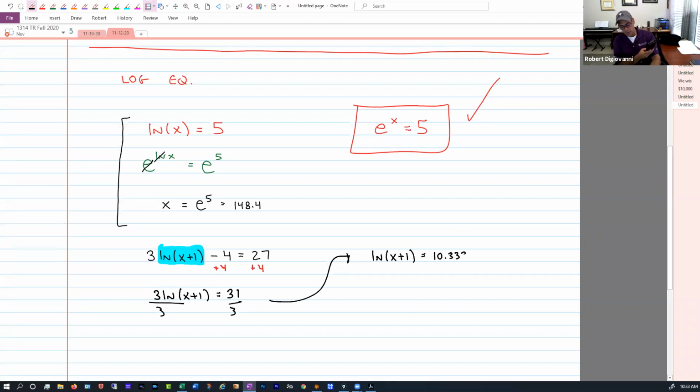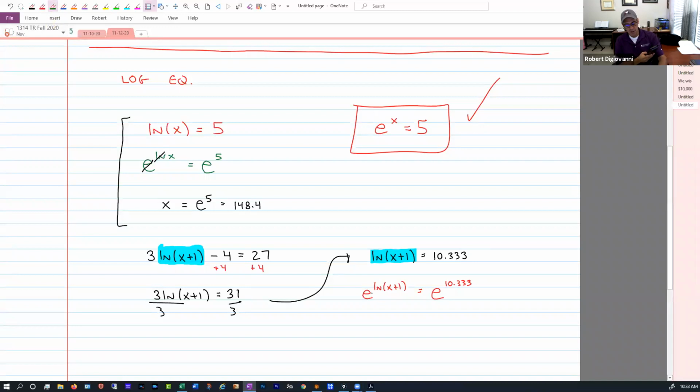I'll just add another 3. And now we finally have this thing isolated. Now we do the e on both sides. Okay, so now we do e raised to the natural log of x plus 1 equals e raised to the... not natural log, e raised to the 10.333.